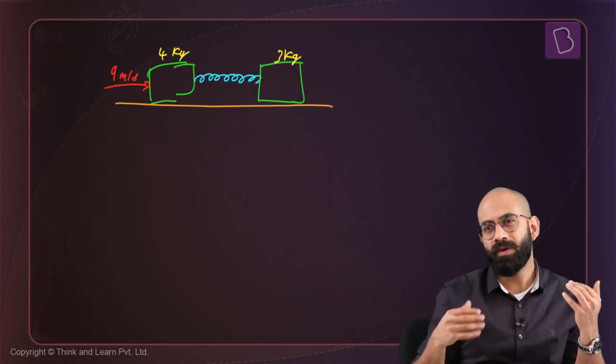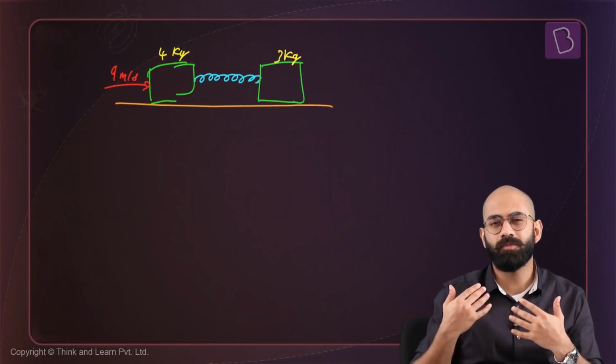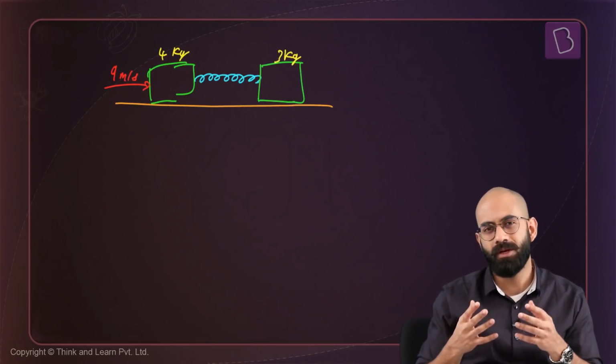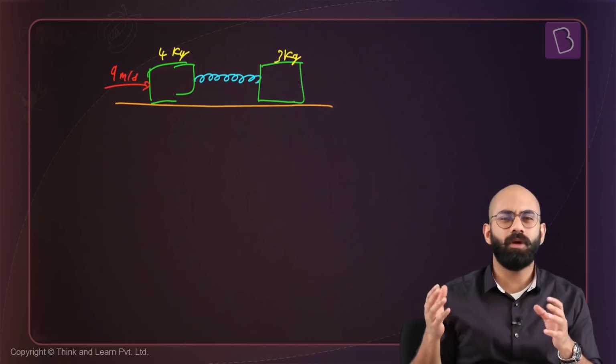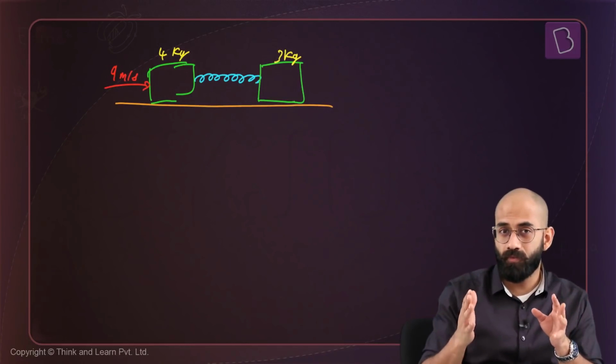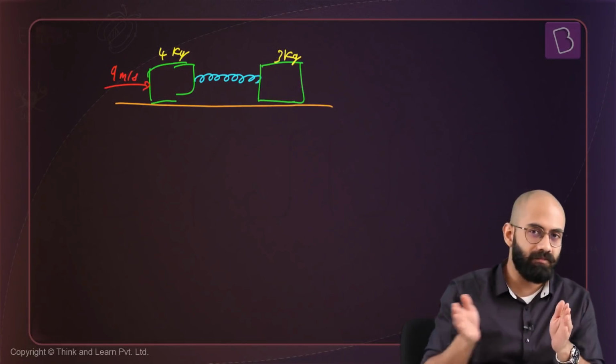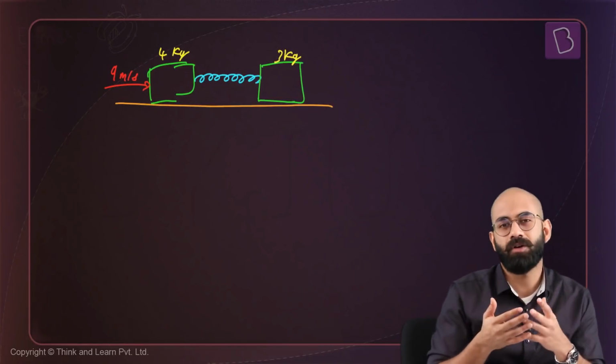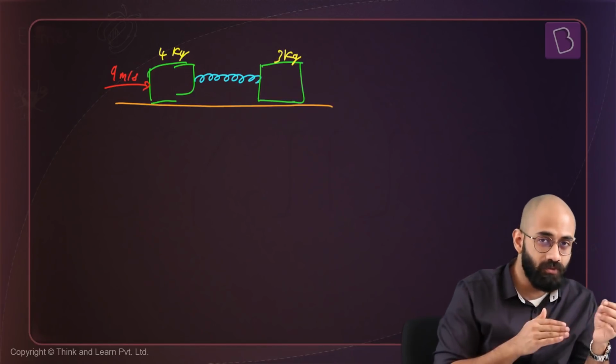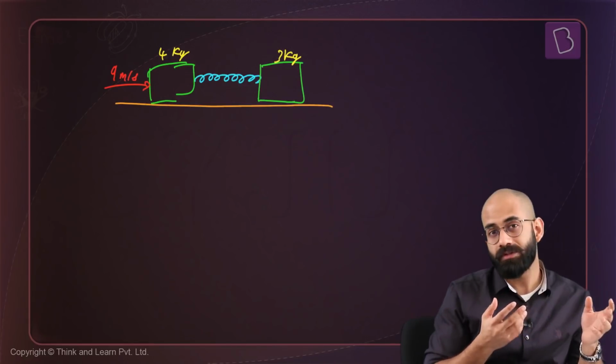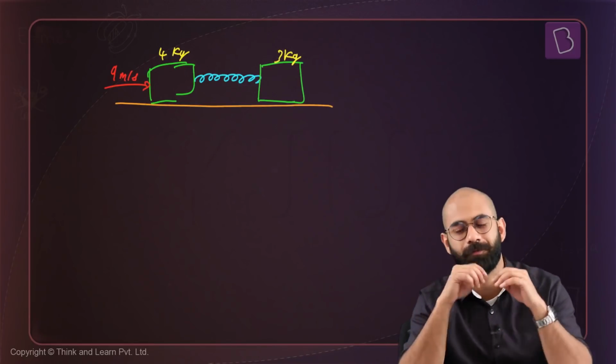Now, how will you find out when there's maximum compression? It's very weird, right? It's hard to figure out. If the 3 kg block were stationary, then it makes sense that maximum compression is very easy to find out. But because the 3 kg block is also moving, now what happens? How will you find this point?